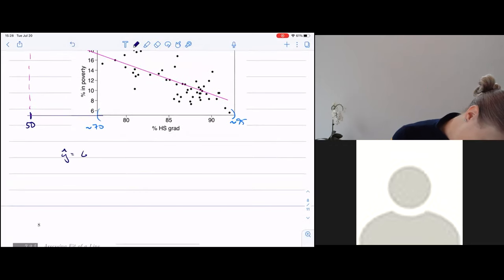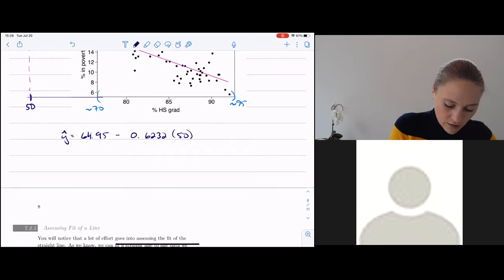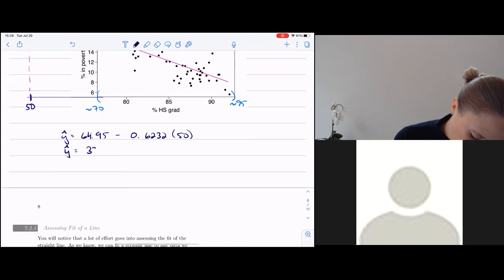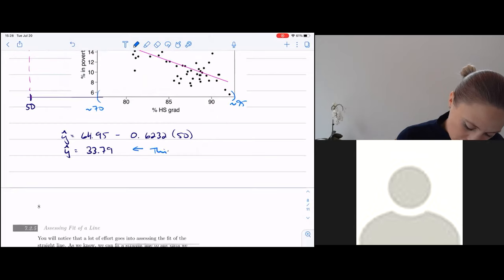Y hat is 64.95 minus 0.6232 times 50. So I want to do 0.6232 times 50 and then 64.95 minus that. And I get a predicted value of 33.79, right? Just remember that this is our best guess.